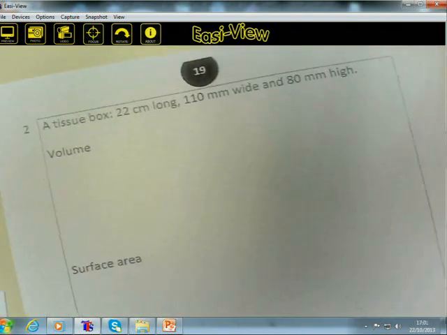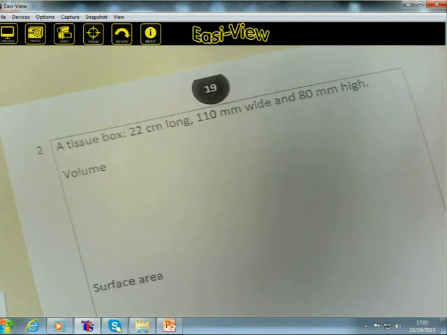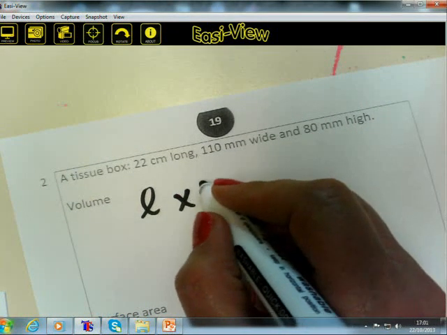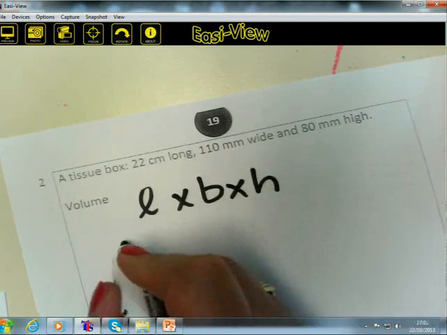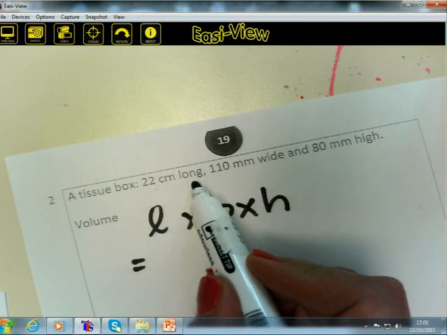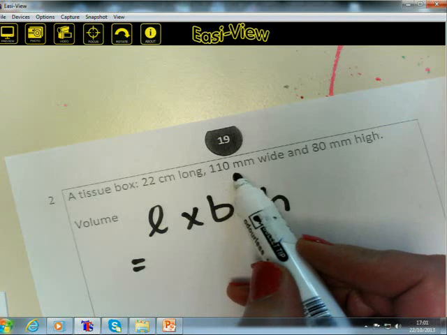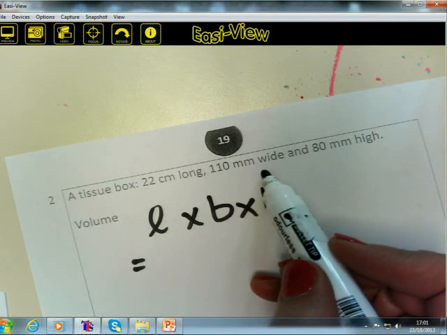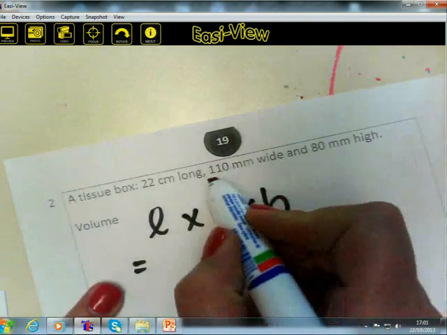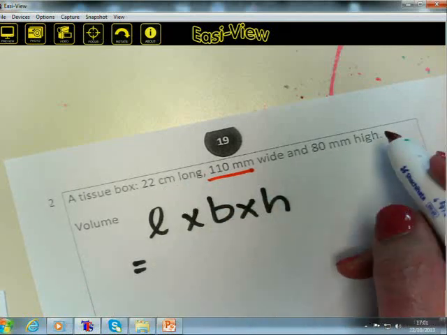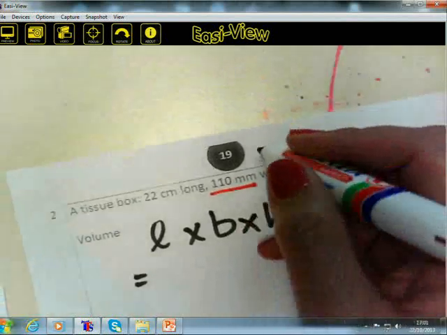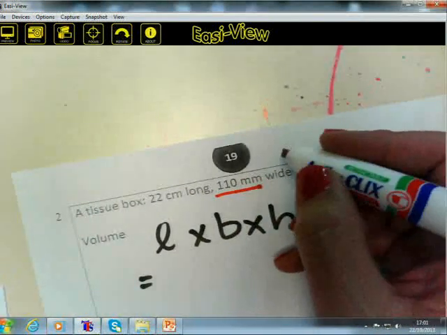To get the volume of a rectangular prism, we use the formula L times B or W or whatever, B times H, and now I see the tissue box is 22 centimeters long, so that's the L, 110 millimeters wide, red light. I cannot work with centimeters and millimeters. Red light. This must be converted to centimeters so that everything is in centimeters. Or you can take all of them to millimeters. It doesn't really matter because they didn't say which unit here.